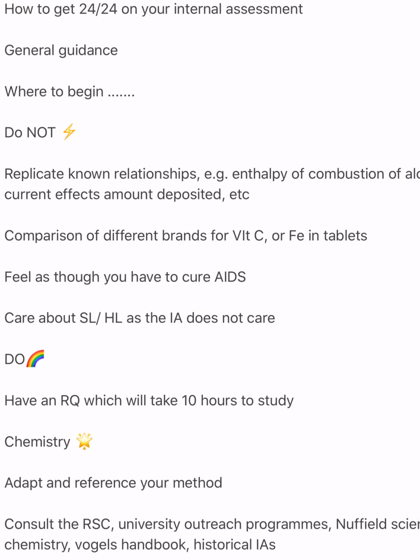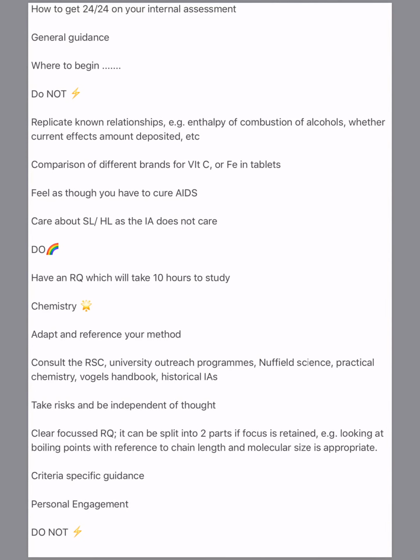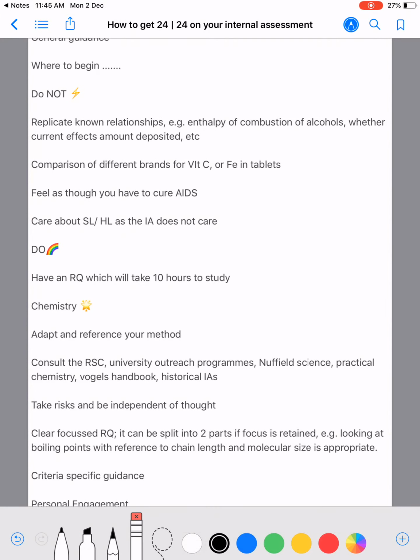This is how to get 24 out of 24 on your internal assessments for IB Chemistry. I'll start with some general guidance and then I will go into an IA which has just been submitted from my lovely students for the November sitting of 2019 and see if we can apply some of the guidance which I'm about to give you here.